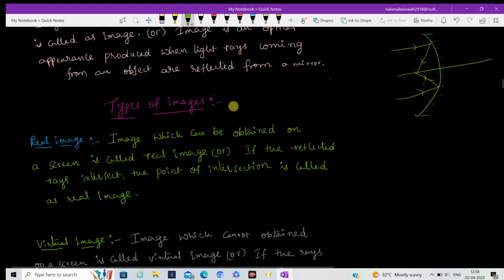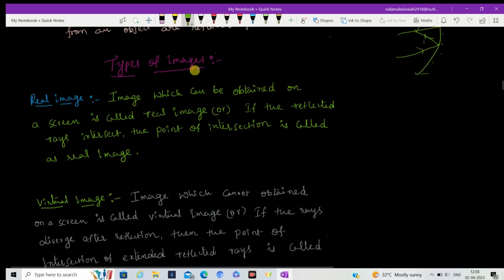Then coming to the types of images. There are two types of images. One is real image, another one is virtual image. So real image and virtual image we will discuss. Real image means you take the same previous mirror. When light rays are coming from infinity, after reflection, those light rays are meeting at one point. This will be considered as the intersecting point.